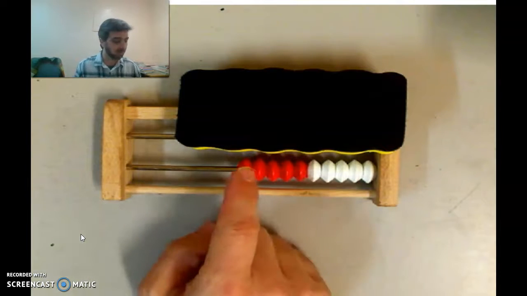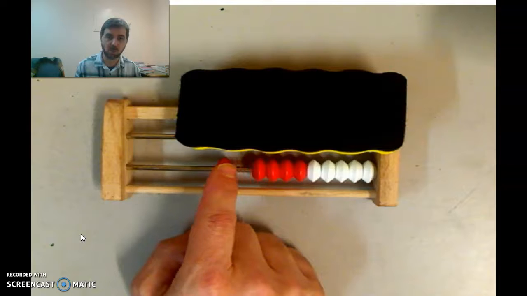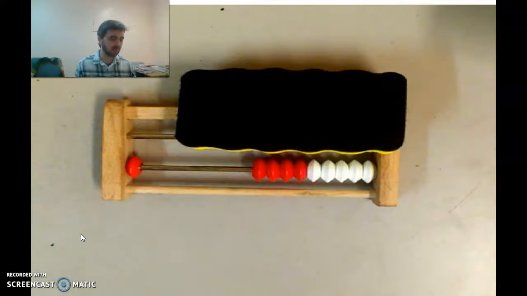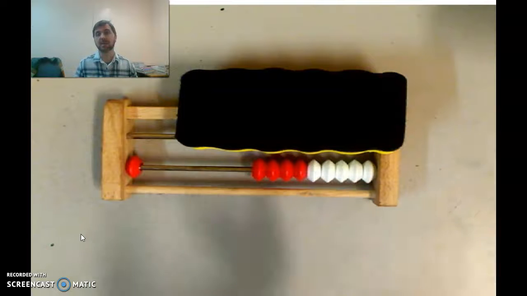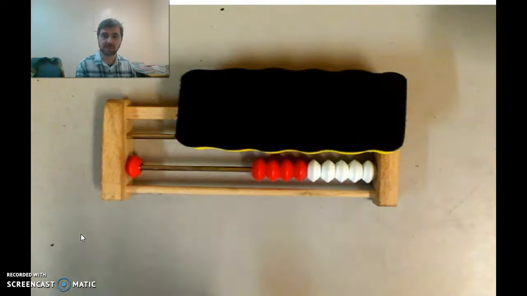Now let's all slide 1 counter over to the left. I want you to do that as well on your Rekenrek. If you don't have your Rekenrek yet, please grab that out of your materials and stop the video, and then when you're ready, you can continue.